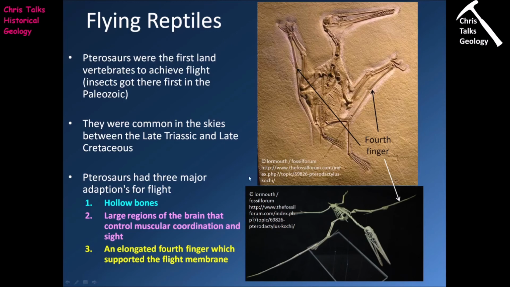So the first adaptation is hollow bones. Essentially, the lighter your skeleton, the easier it is to fly, and so the bones of the pterosaurs are hollow to save on weight.